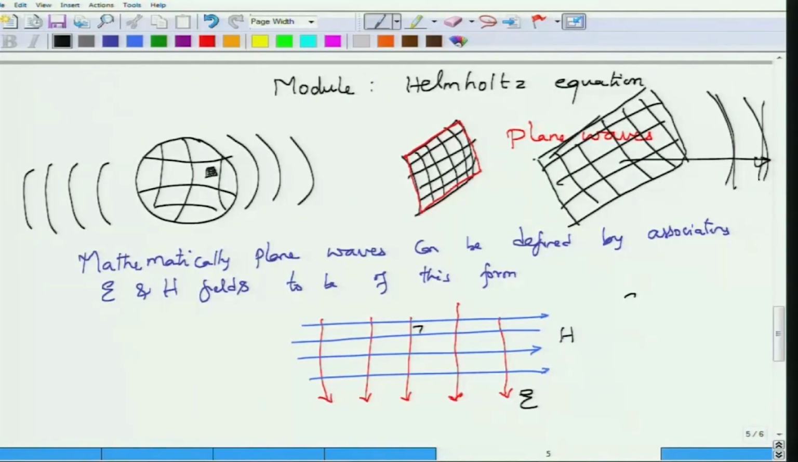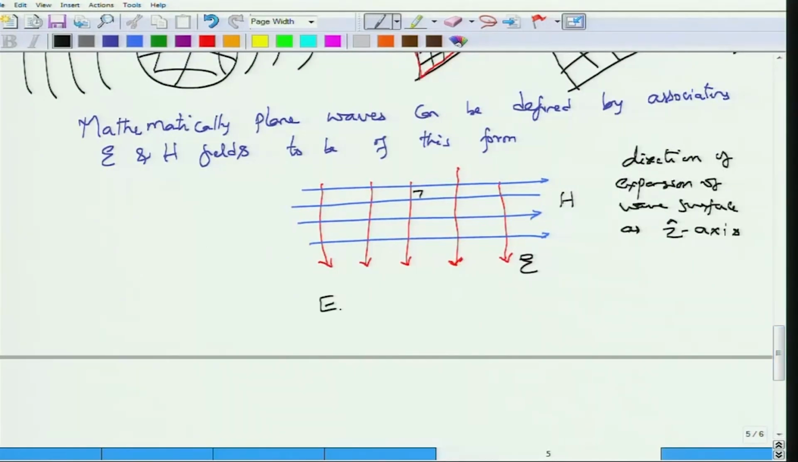okay, let me consider the direction of expansion of the wave surface as the z axis. Then it is immediately clear that the electric field and magnetic field both have to be in a plane that is perpendicular to the z axis, correct. They have to be in a plane that is perpendicular to the z axis.